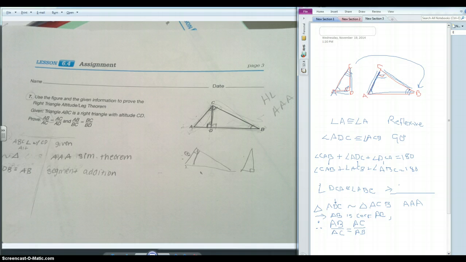So this is kind of the idea for proving proportions of triangles. You have to prove that they're similar first, and we did this one through AAA.